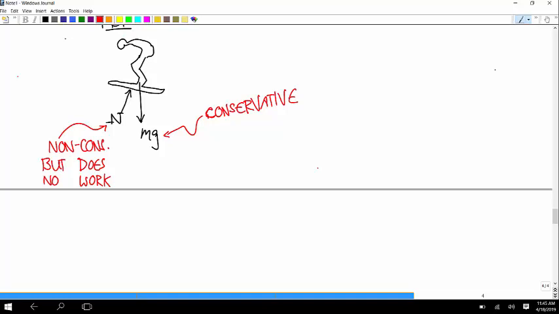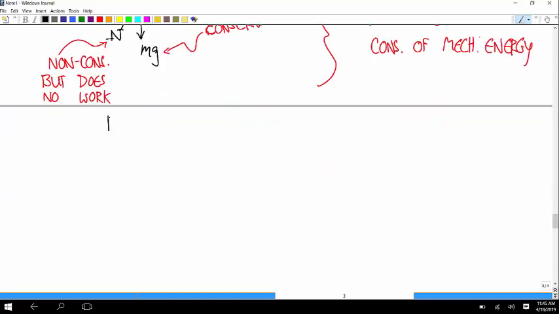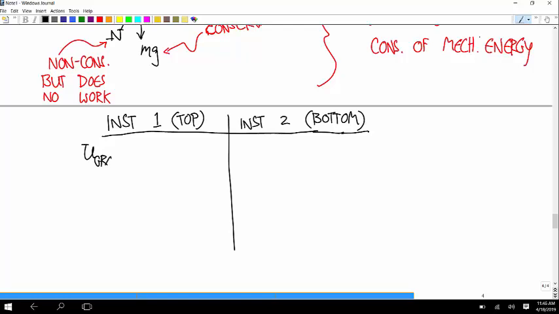And so because of these, you can use conservation of mechanical energy. So I'm just going to consider the top of the hill instant 1, and the bottom of the hill instant 2. And at each of these, we have to calculate the potential energy. If you have different sources of potential energy, you just add up all the individual sources. We have gravitational potential energy. That's equal to mgh.